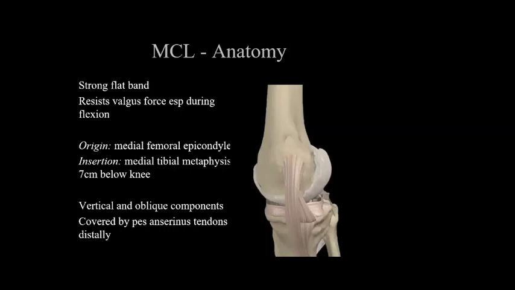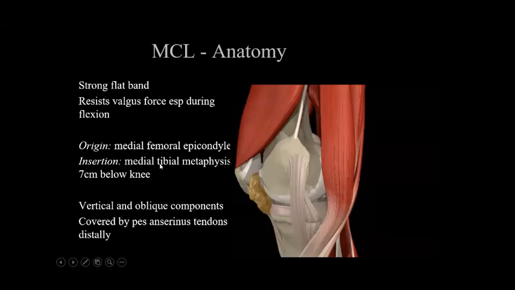So now we move on to the collateral ligaments, and we start with the medial collateral ligament. It's a strong flat band of tissue, and the main function of the MCL is to resist valgus forces on the knee joint. It originates from the medial femoral condyle, and the insertion in the tibia is very distal, about 7 centimeters below the level of the tibiofemoral joint line. So it's a very low insertion. It's the lowest insertion of any knee ligament. It's a very long insertion in the tibia.